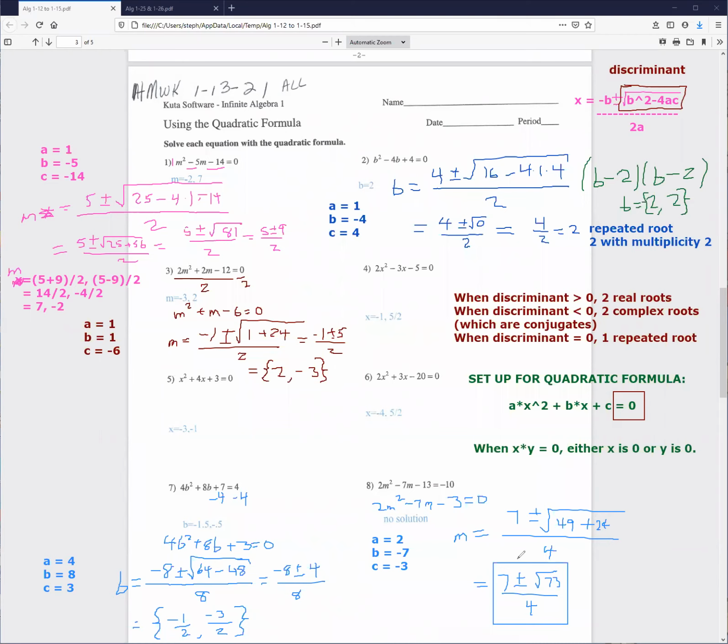There are some teachers who would make you write the plus and minus separately. So they make you write 7 plus square root of 73 over 4, comma, 7 minus square root of 73 over 4. And if that's how your teacher wants it, you do it that way. The other thing teachers might do is ask you to split up this fraction and write it 7/4 plus or minus the square root of 73 over 4. Or in fact, that square root of 73 over 4 could also be written as 1/4 square root of 73. So you may see that kind of notation from time to time.